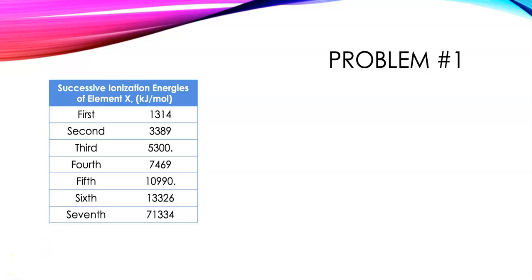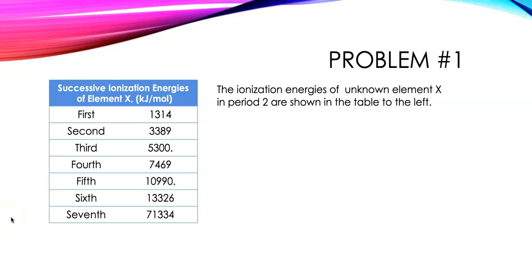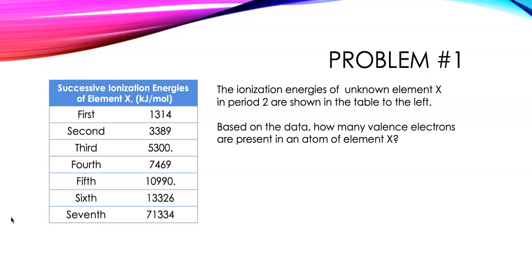The table shows successive ionization energies for element X. And then the problem goes on to tell us that element X is in period 2. And the question asks, based on the data, how many valence electrons are present in an atom of element X? So we're going to look at the successive ionization energies, going from the first to the second to the third. They're increasing, that's what we expect, to the fourth to the fifth. Nothing dramatic yet. Fifth to the sixth, that's fine. Oh, but look at the change between the 6th ionization energy and the 7th ionization energy. I'd say that's a pretty substantial change.